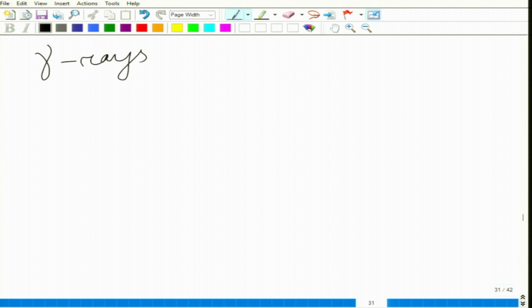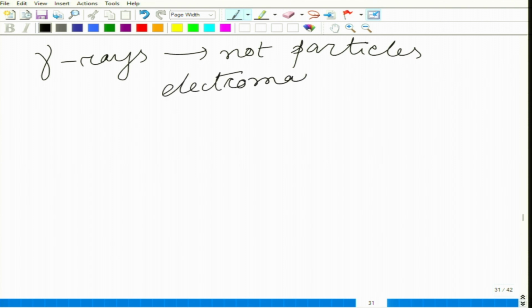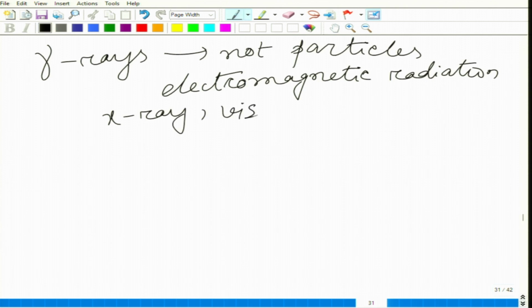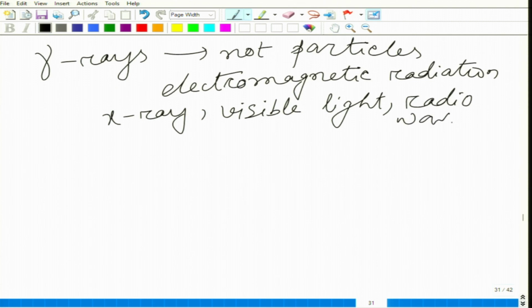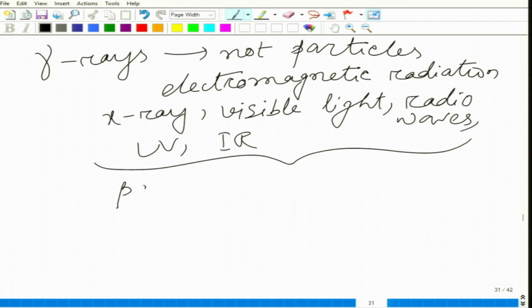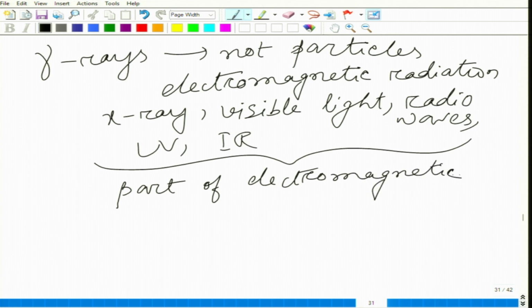And gamma rays. Gamma rays are not particles. They are electromagnetic waves or electromagnetic radiations, just like X-ray, visible light, radio waves, UV, IR. All these are electromagnetic waves and part of the electromagnetic spectrum. So, gamma rays are also a part of the electromagnetic spectrum.